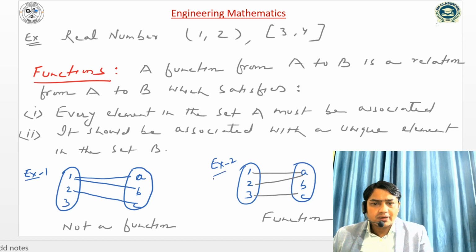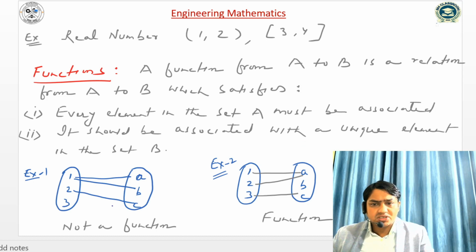In the first example, set A has three elements, 1, 2, 3, and set B has A, B, C. We can say that 1 is associated with A and B, 2 is associated with C, but 3 is not associated with any element of set B. So this is not a function, because for a function, by the first condition, every element in the set A must be associated. So this is not a function.